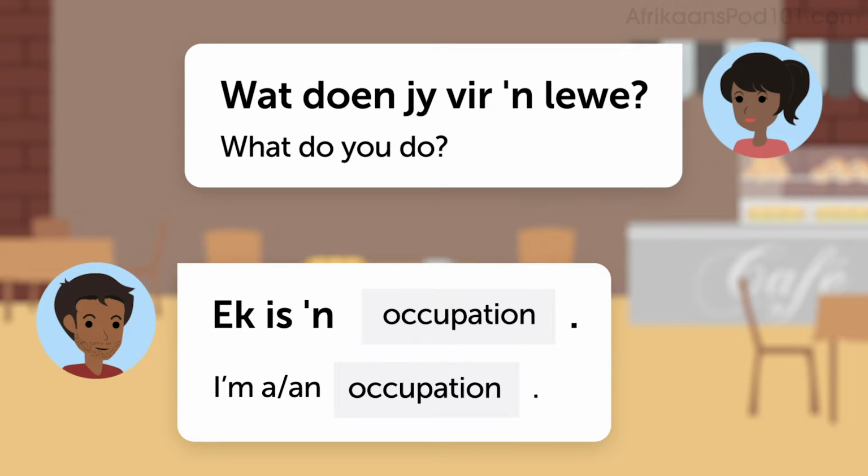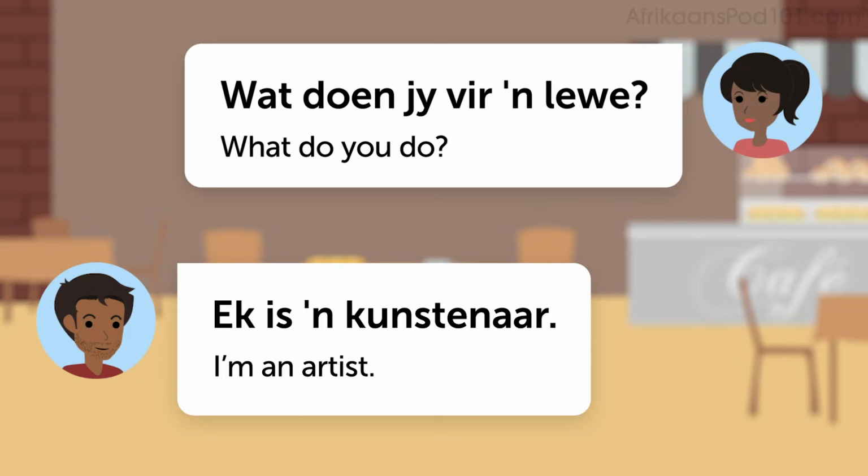Now, how do you answer this question? This is the pattern you'll need. Ek is 'n, your occupation. I'm an, your occupation. For example, I'm an artist. Ek is 'n kunstenaar.